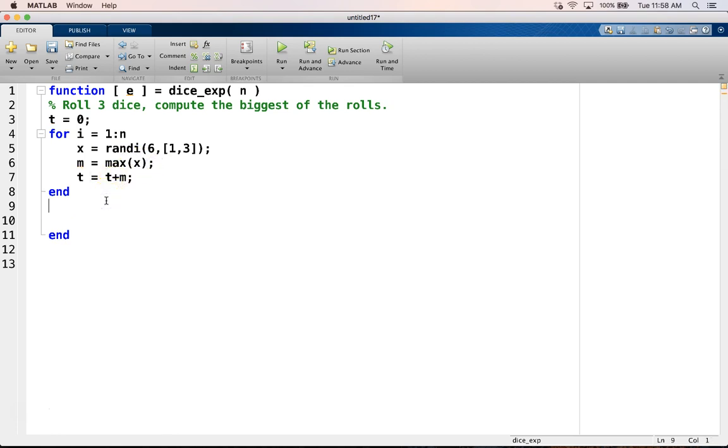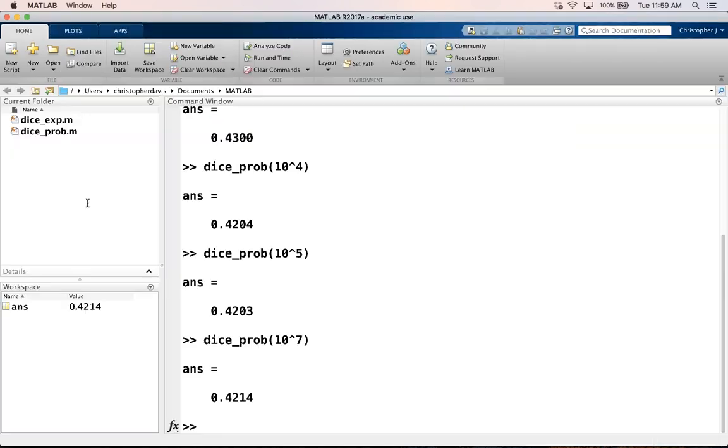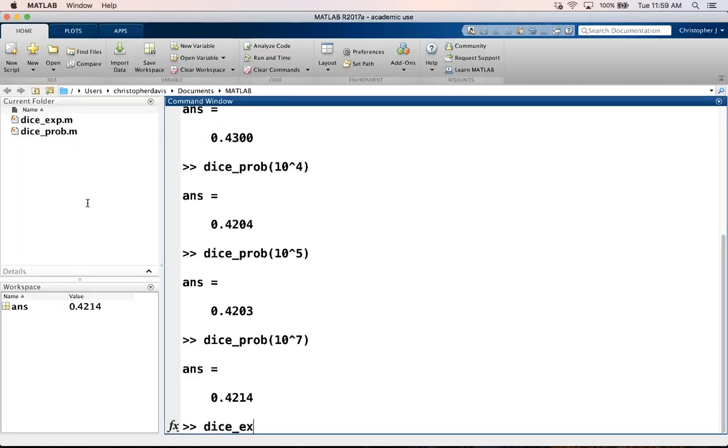And then at the very end, I'm going to do the output, e. Up here we see it's the output. This is going to be the total divided by the number of experiments. So I saved it. Now let's try it. dice_exp. And remember, I expect something between 3.5 and 6. Okay, there we go.